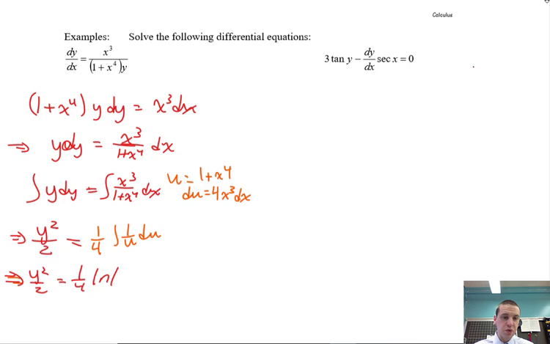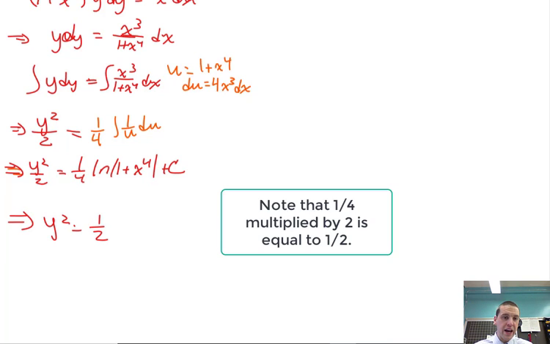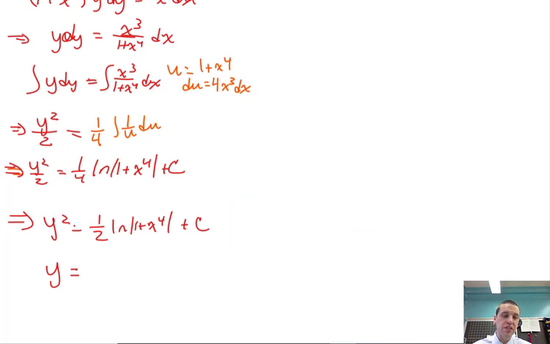Well, we know what u was, 1 plus x to the 4th, plus c. And then we need to get this 2 to the other side, so we'll get y squared equals 1/2 ln of 1 plus x to the 4th plus c. And so our final answer, when we square root to get rid of the square, we'll get plus or minus the square root of 1/2 ln, the absolute value of 1 plus x to the 4th, and the plus c again can stay out in front.